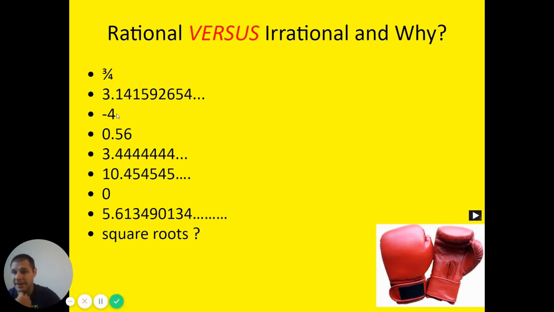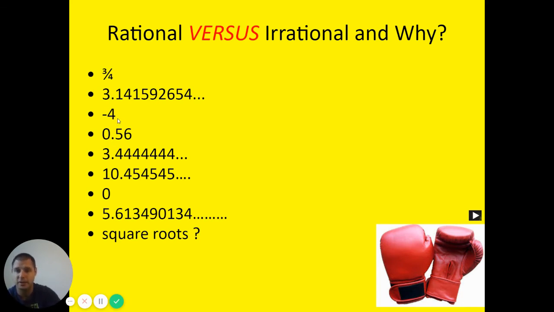-4 is actually rational. Now, you might have a different justification than I'm saying right now, but I'm focusing on the definition of rational and irrational. Some people might say, well, -4 is an integer, so therefore it's rational. That is true. But going based off the definition of rational and irrational, -4 is rational because it can be written as a fraction. How?